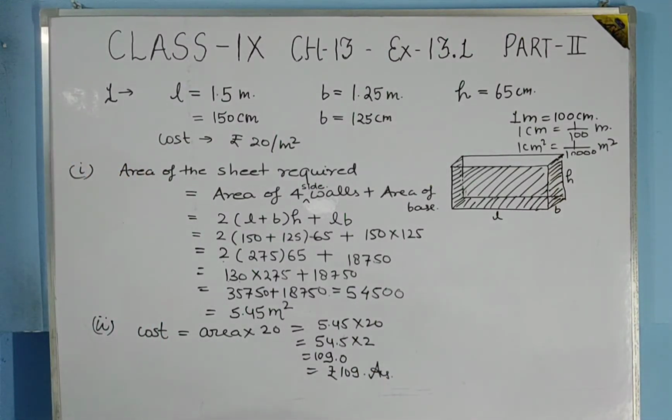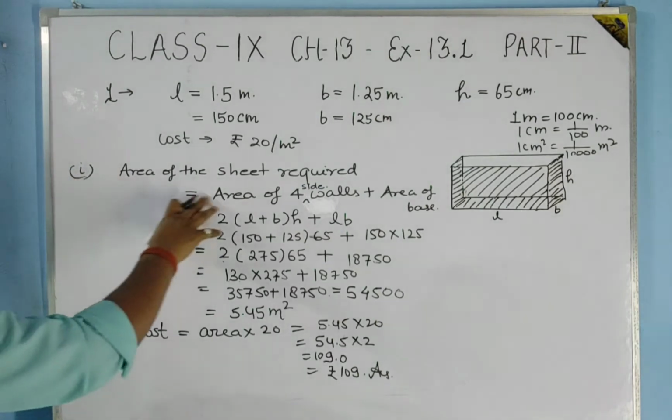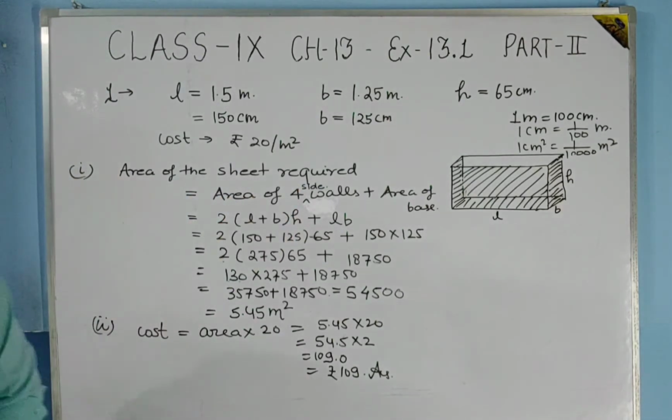So students, you are required to pause the video and note down the solution of this question. The concept is only here, that area of the sheet required is equal to area of the 4 side walls plus area of the base. Okay, and the rest is calculation.